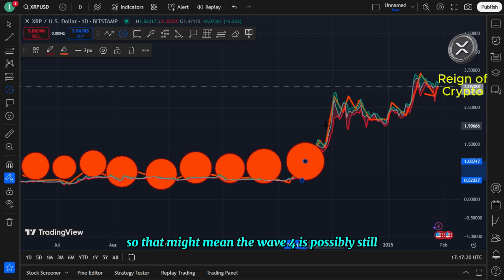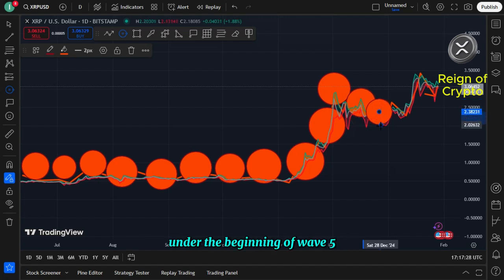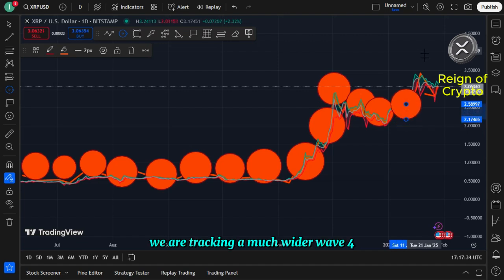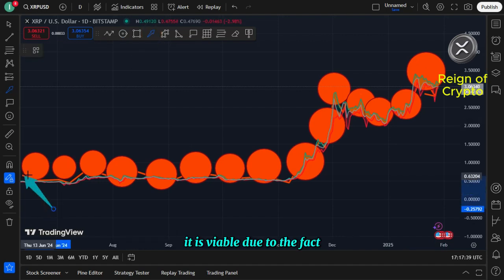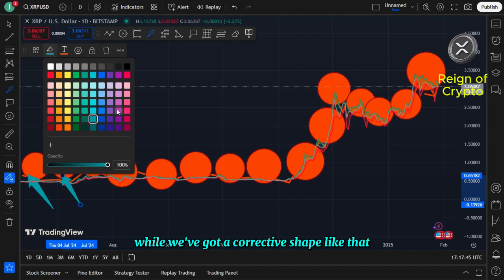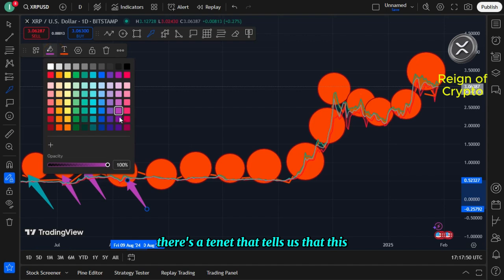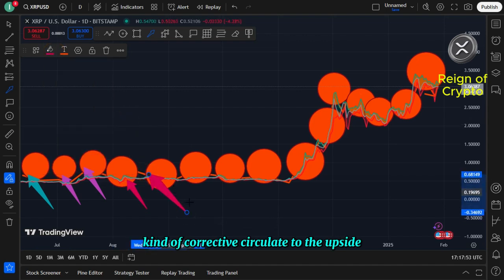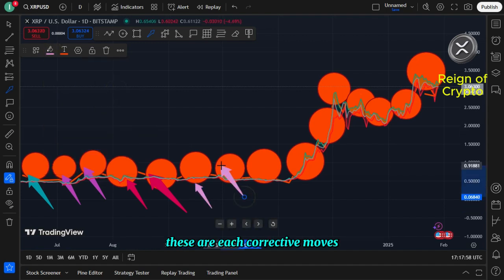So that would mean the wave 4 is possibly still unfolding, because if wave 5 is unfolding, the price should not break under the beginning of wave 5. So in an alternative angle, we are tracking a much wider wave 4. It wouldn't be perfect, but it might be valid. It is possible because, when we have a corrective structure like that and a WXY pattern, as it's labeled here, it is a corrective pattern. There's a guideline that tells us that this kind of corrective move to the upside. And again, whether it's an X wave or a B wave, doesn't matter. These are both corrective moves.